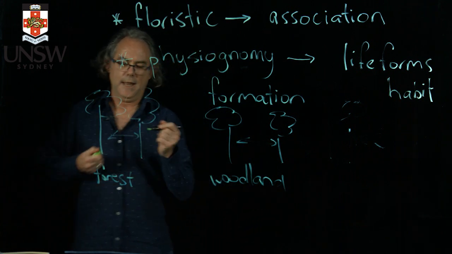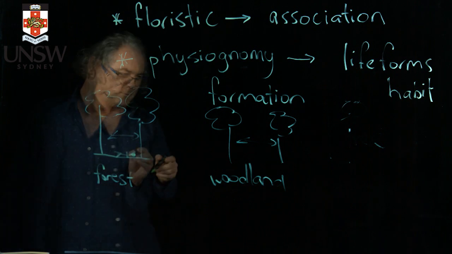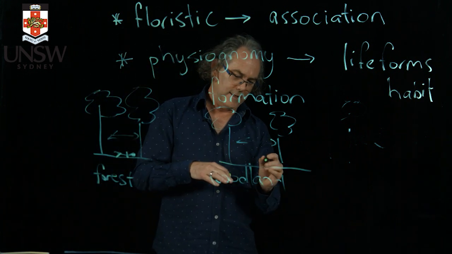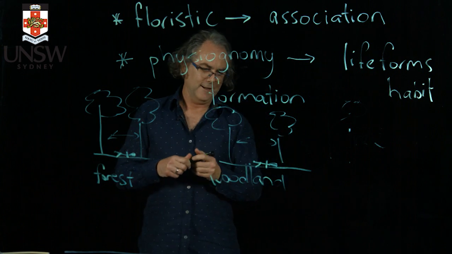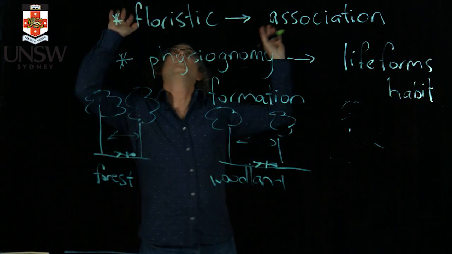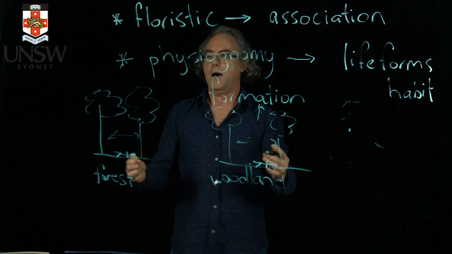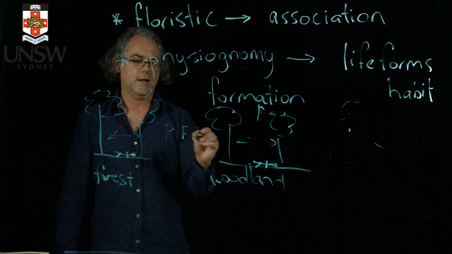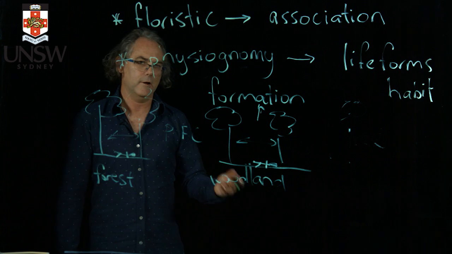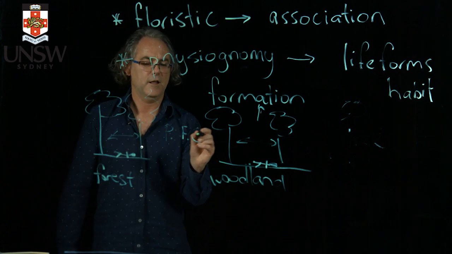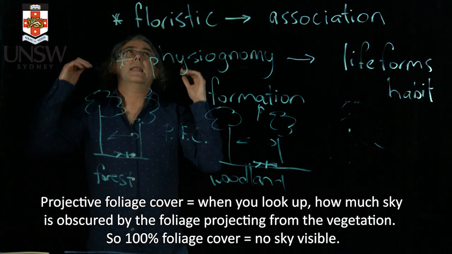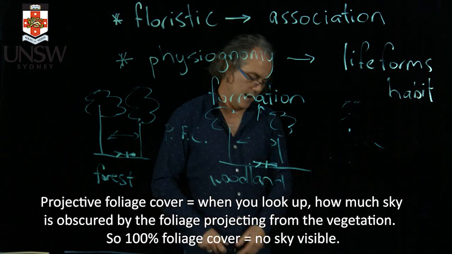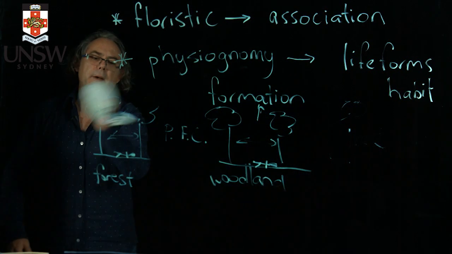And that means that if I was laying in that forest and I was looking up at the sky, I wouldn't see much sky. Whereas if I was laying in this woodland, looking up at the sky, I would see more sky. And that's called cover. And I use the word projected foliage cover. And in fact, I use it wrong because it's actually foliage projected cover, but we'll call it projected foliage cover. And it's me laying in the vegetation community, looking up, imagining how much of the ground is covered. Now, let's get back to physiognomy.